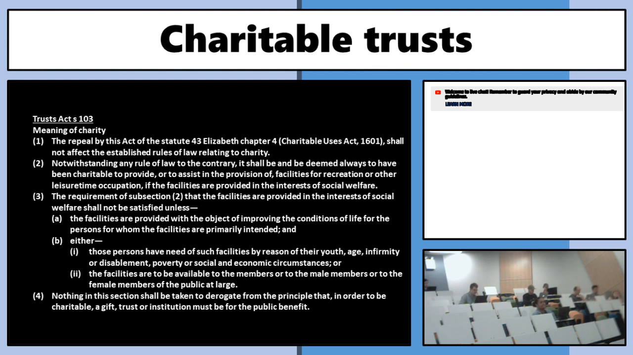All right, there we go. It's got the 43 Elizabeth Chapter 1, Charitable Uses Act of 1601. The repeal of that statute shall not affect the law. In other words, don't wiggle the common law. We're just getting rid of the old statute from 400 years ago and mapping things out with a little bit more certainty. That's in our Trust Act.